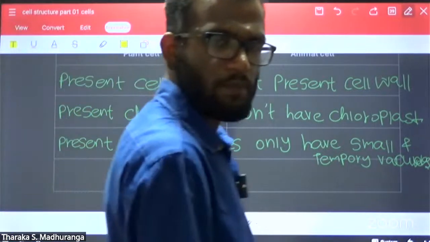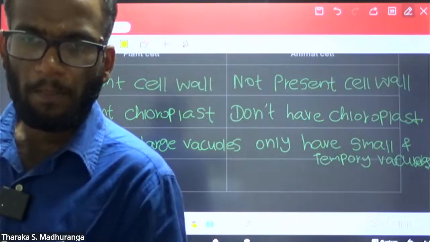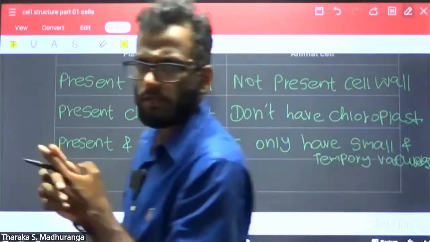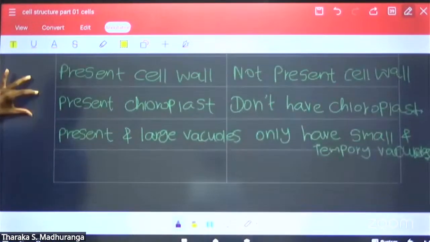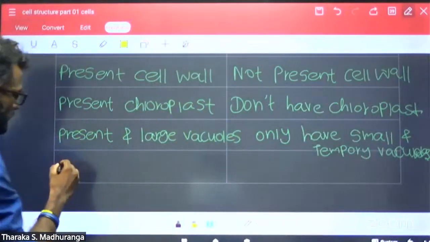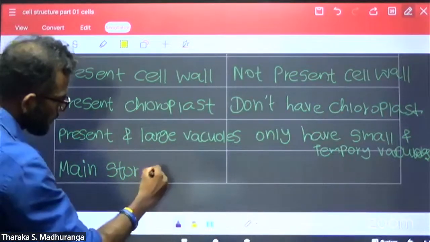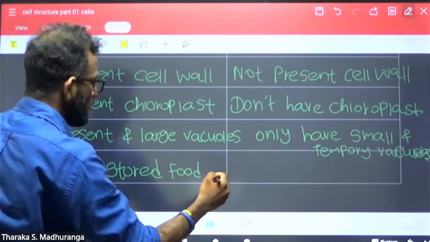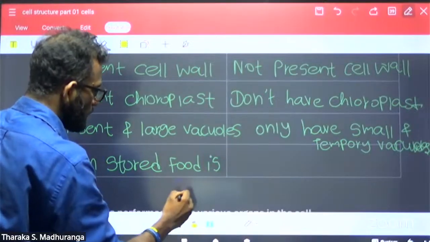Any other structural difference? Yeah, the other difference is the main stored food in the cell. You already know, there are always MCQ questions asking about the main stored food. The main stored food in plant cells is starch.